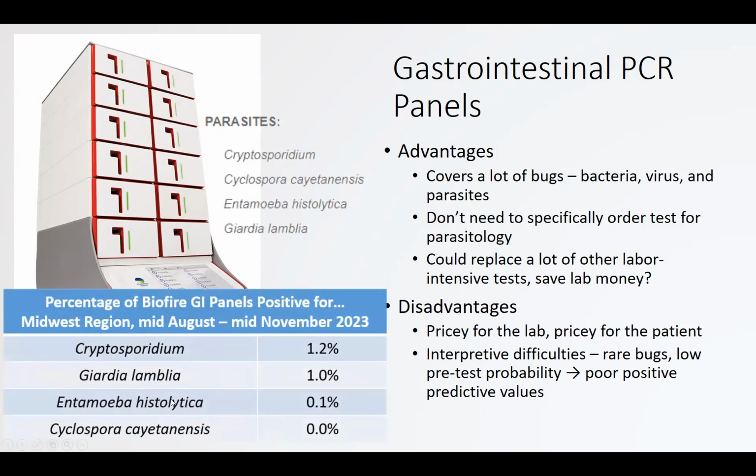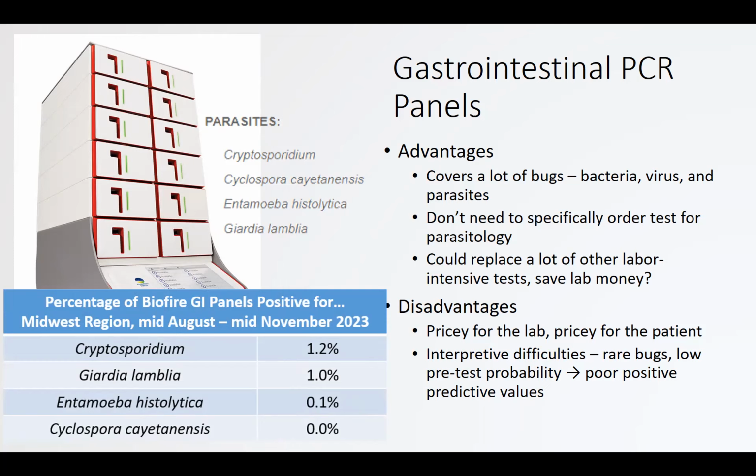I'll give you this as an example. Crypto Giardia, very common in the United States. Okay, Entamoeba histolytica, not very common. This is data from the Midwest region for the last 3 months. And you can see only 0.1% of these gastrointestinal pathogen panels that have been done across the Midwest have been positive for Entamoeba histolytica.